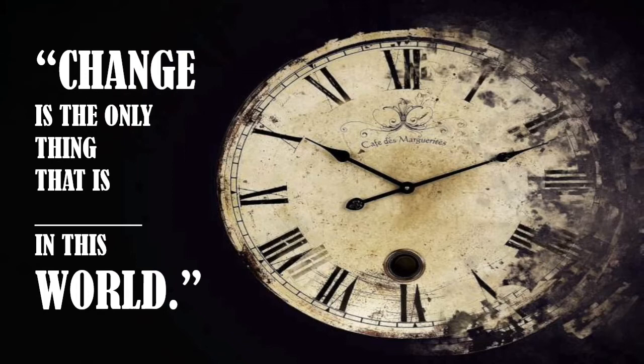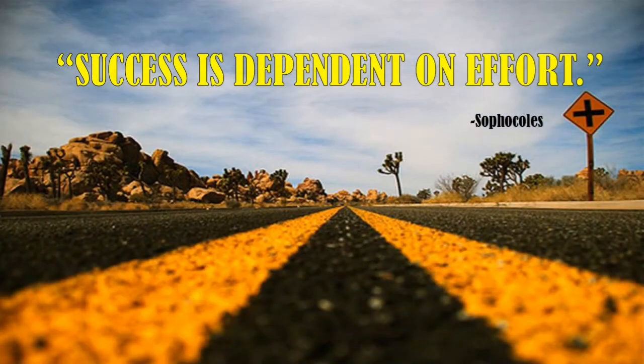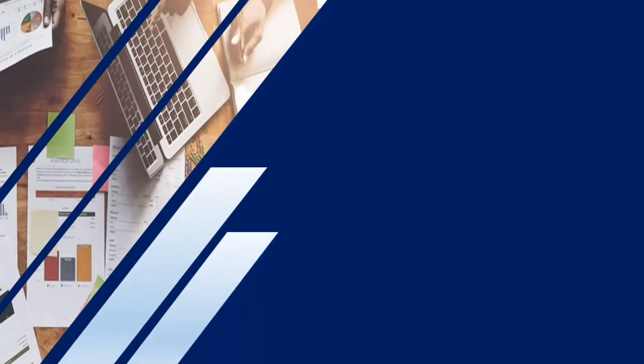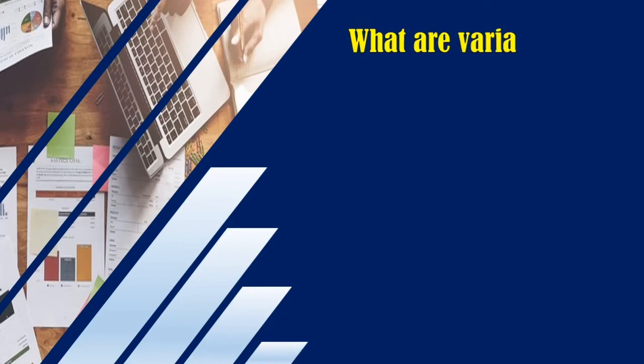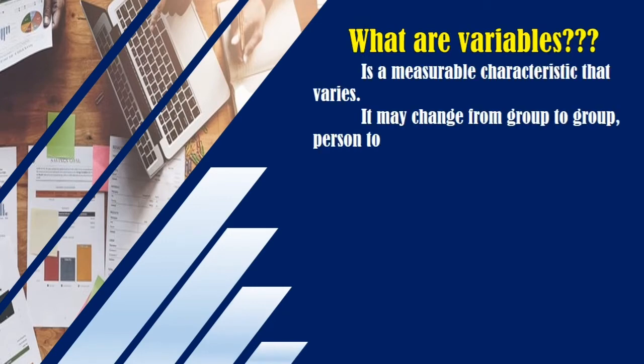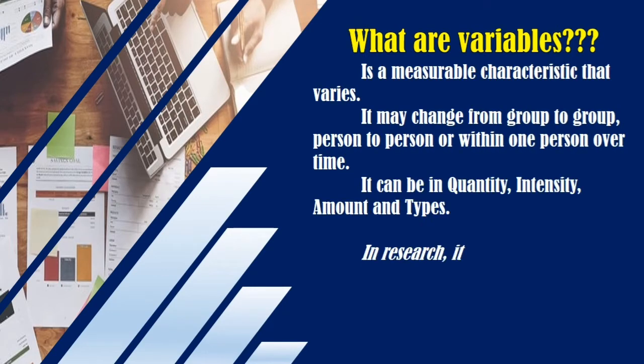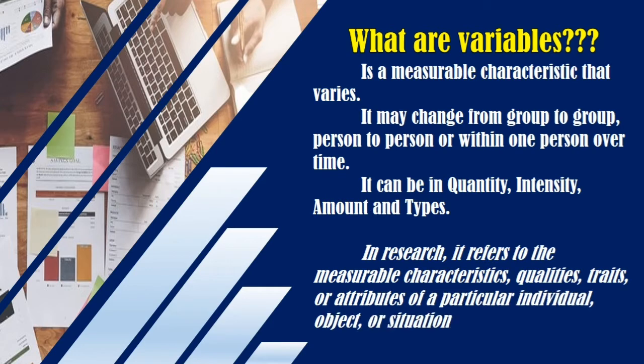And another saying is, success is dependent on effort, from a famous philosopher. Now, let's answer the question, what are variables? Variables are measurable characteristics that vary. So it may change from group to group, from person to person, or within one person over time.